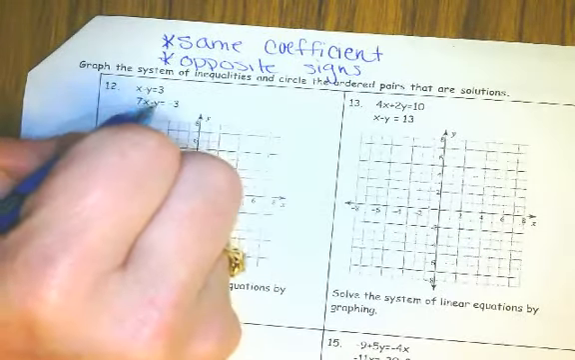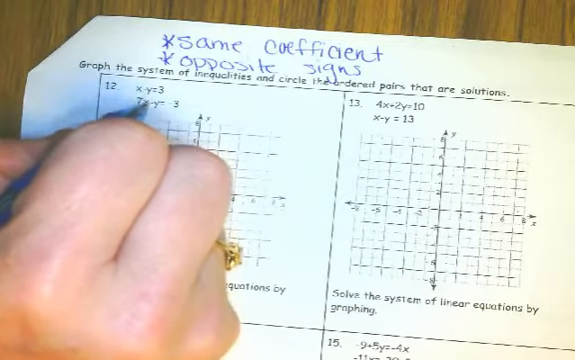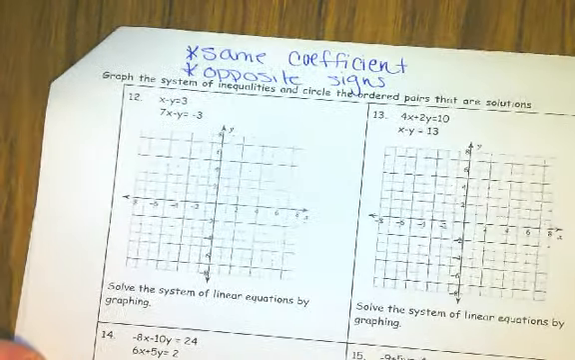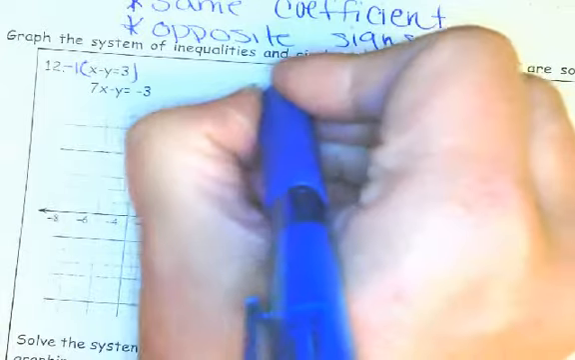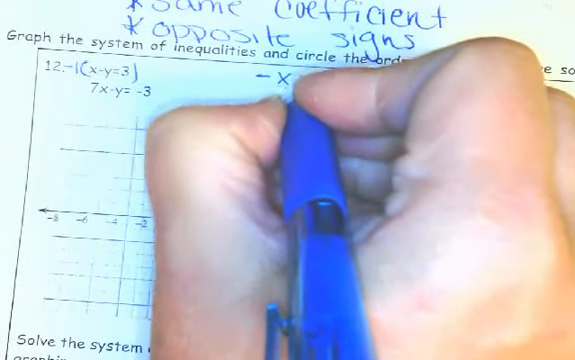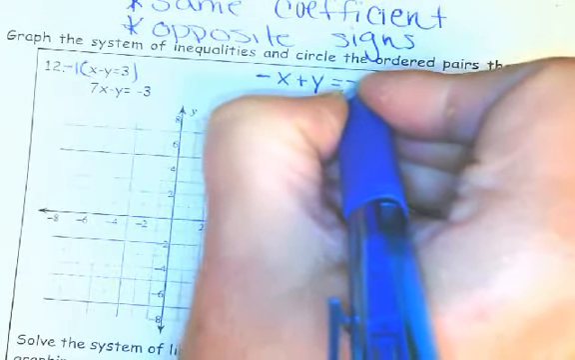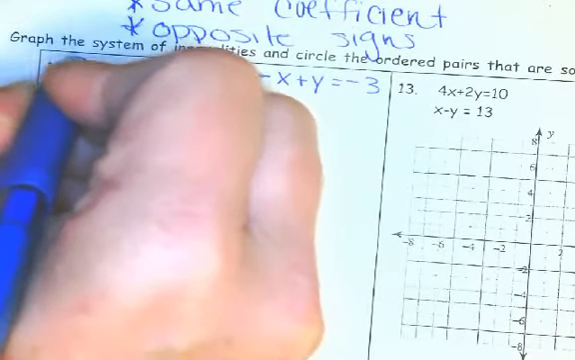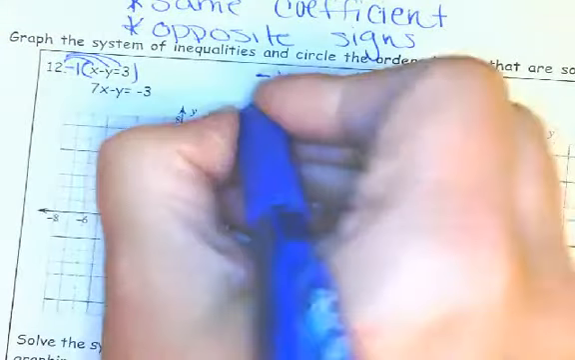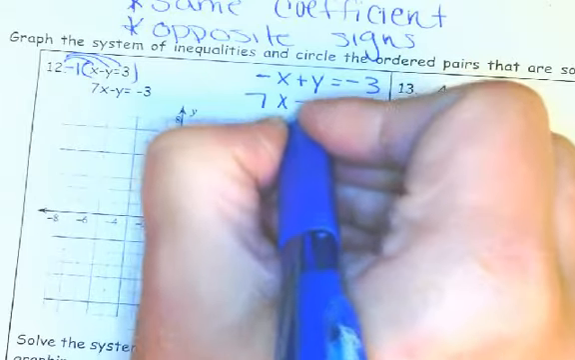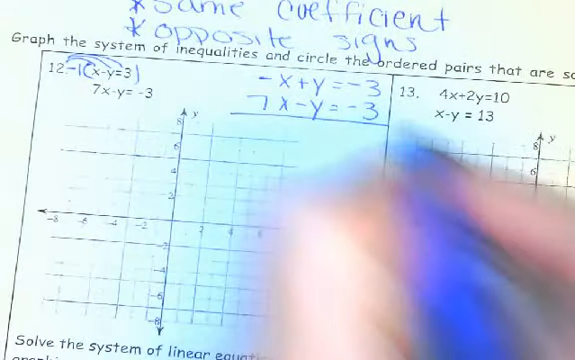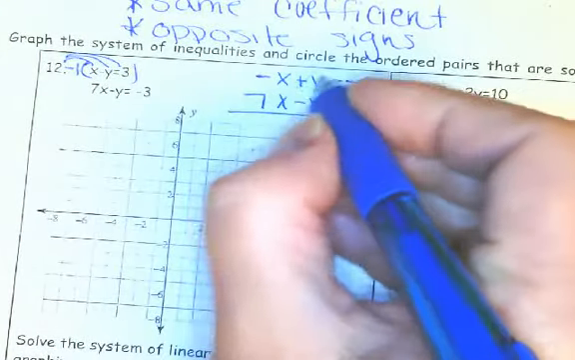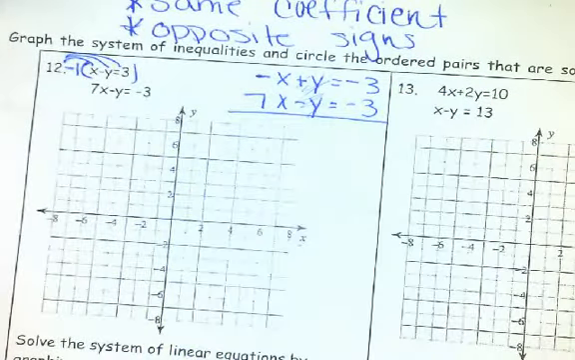So I notice that I have a 1 here. But I also notice they're both negatives. So what I'd want to do on this one is I actually want to multiply one of them by negative 1 so I can flip the sign. So now what I have is negative x plus y equals negative 3. So make sure you multiply everything by that negative 1. And then I've got 7x minus y equals negative 3. Okay, so if I just start solving this one, notice how my y's now cancel out.